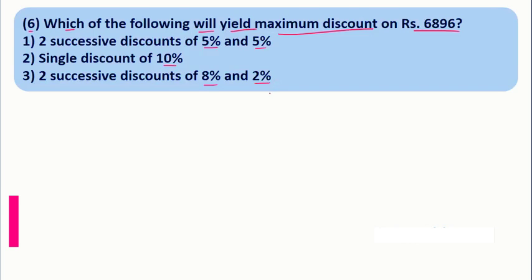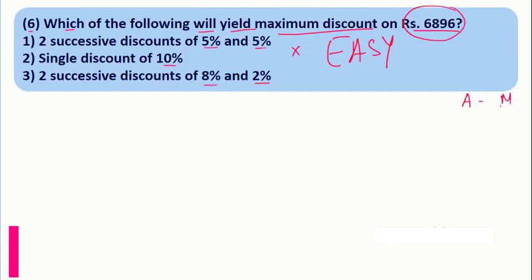Now you might think that this is pretty lengthy. Also the number given over here is looking a bit difficult and calculation will take time. But no, this is very easy. Okay, let us see how to solve it. You know the formula for successive discounts, that is nothing but add minus multiply by 100. And you just need to find out which of the following options will give you maximum discount.